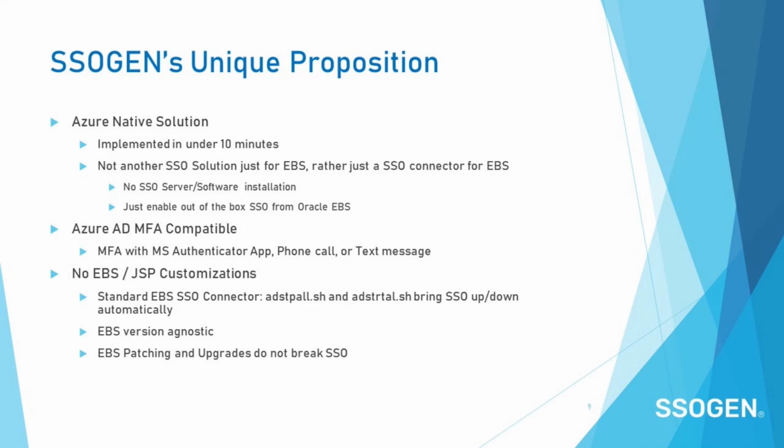SSOGEN is not another complex SSO server you're going to be building. Rather, it's just an EBS connector that can be enabled in minutes. It uses EBS's out-of-the-box components, and it requires no code tree changes, and it doesn't require another directory such as OID. SSOGEN is started and stopped with EBS standard startup scripts. It works great with all EBS versions from 11i, R12, and R12.2, and EBS patches or upgrades don't break SSO functionality.